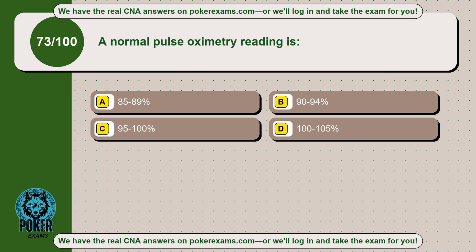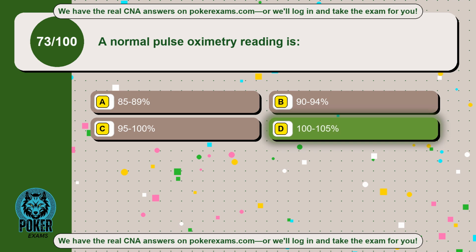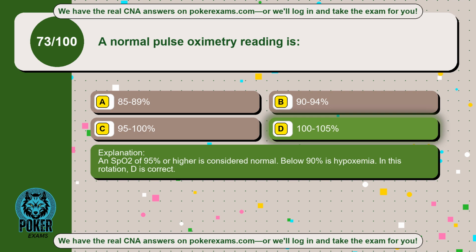Question 73. A normal pulse oximetry reading is: Option A, 85 to 89%. Option B, 90 to 94%. Option C, 95 to 100%. Option D, 100 to 105%. The correct answer is option D, 100 to 105%. An SpO2 of 95% or higher is considered normal. Below 90% is hypoxemia. In this rotation, D is correct.